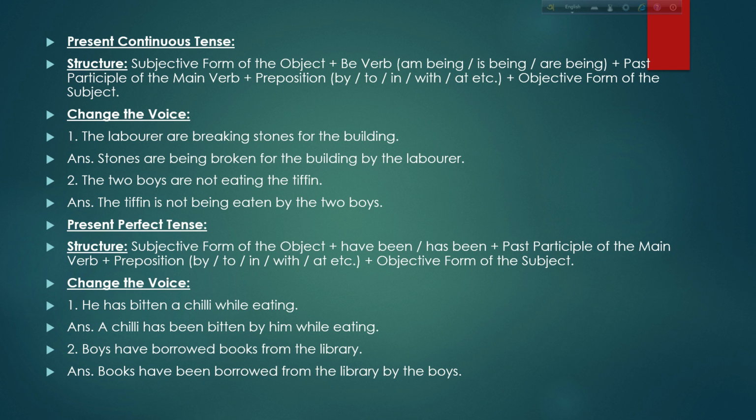Now the present perfect tense structure: subjective form of the object plus have been or has been, that is, been is used here, and the past participle form of the main verb plus a preposition (by, to, in, with, or at), plus the objective form of the subject. For example, he has beaten a chili while eating. Passive: a chili has been beaten by him while eating.